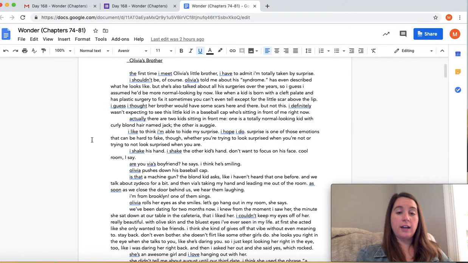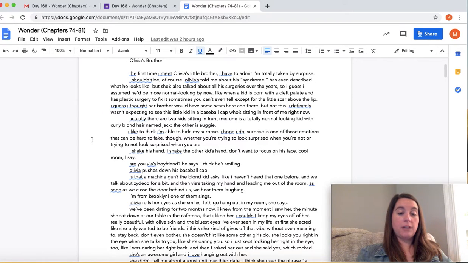Though whether you're trying to look surprised when you're not, or trying to not look surprised when you are. I shake his hand. I shake the other kid's hand. Don't want to focus on his face. Cool room, I say. Are you Via's boyfriend? He says. I think he's smiling. Olivia pushes down his baseball cap. Is that a machine gun? The blonde kid asks. Like I haven't heard that one before.